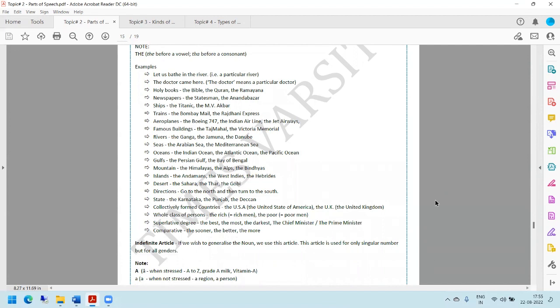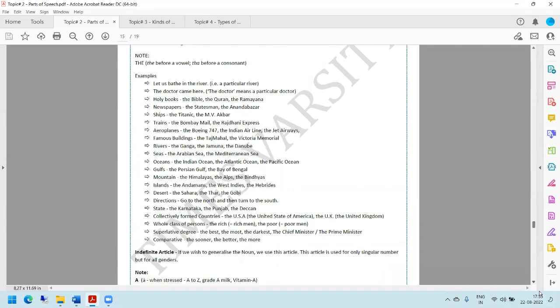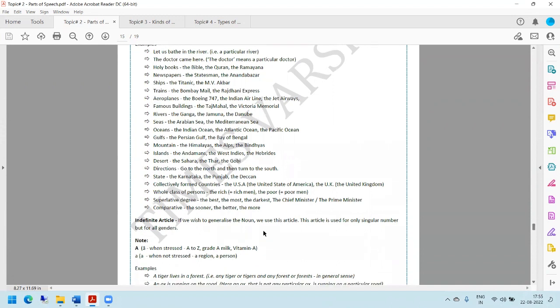Again, it may be pronounced as "thuh" or "thee" based on this thumb rule. What is the thumb rule? It should be pronounced as "thee" if it comes before a vowel, and it should be pronounced as "thuh" if it comes before a consonant. Okay, all right. So this is all about that.